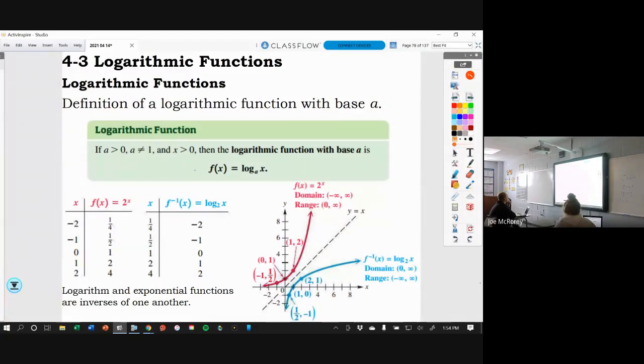Okay, so here we have a graph of two inverses because we have an exponential and its inverse, which is a logarithm. And if you'll notice, that red and blue graph are in fact symmetric about some line. What line are they symmetric about? Y equals X. Inverse functions are symmetric about the line y equals x.